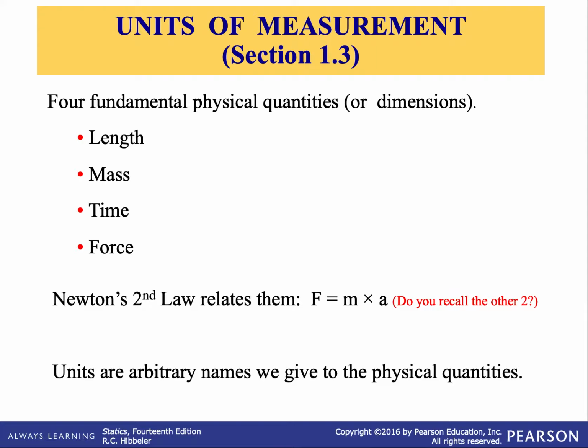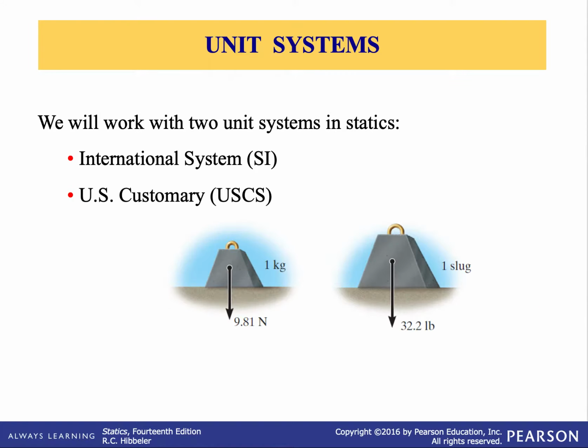Now, there are 2 main unit systems that we are going to be using in our class. The first one is called the International System, and it's a French system, actually a modern version of the metric system, which has received worldwide recognition, and it's called Système International. That's where the SI comes from. In this system, you have kilogram as the unit for measuring mass and Newton for measuring force.